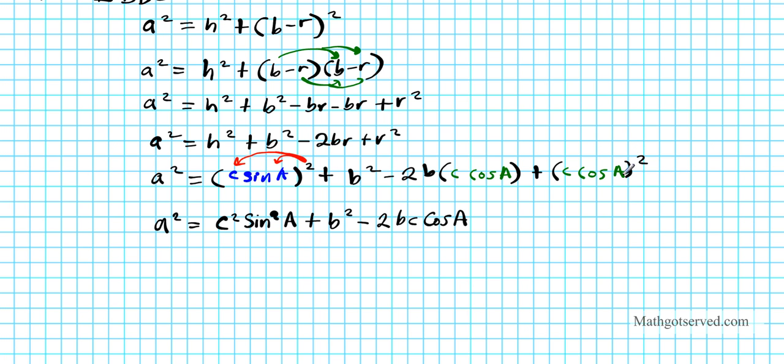And then for this one right here, we distribute this just as we did with the square here. We're going to distribute this square to the c and the cosine A. Okay, so the c and the cosine A. Now, if we do the distribution, we're going to have plus c squared cosine squared A.